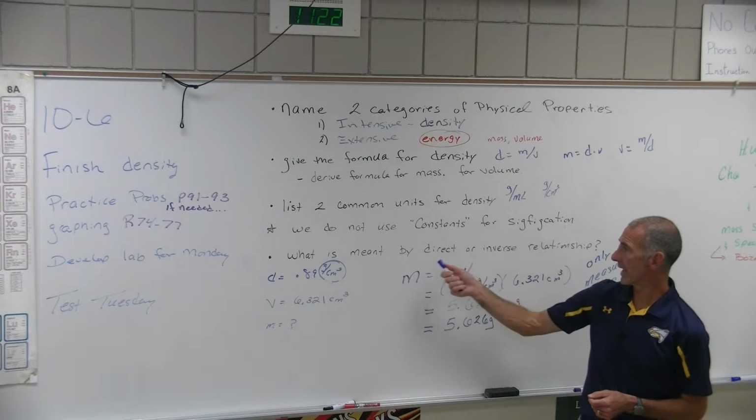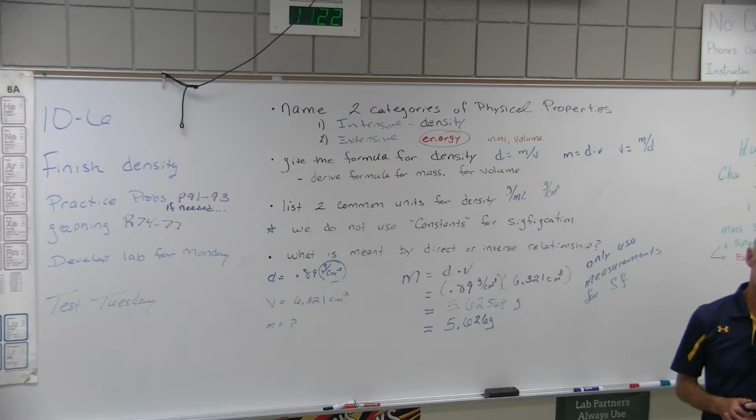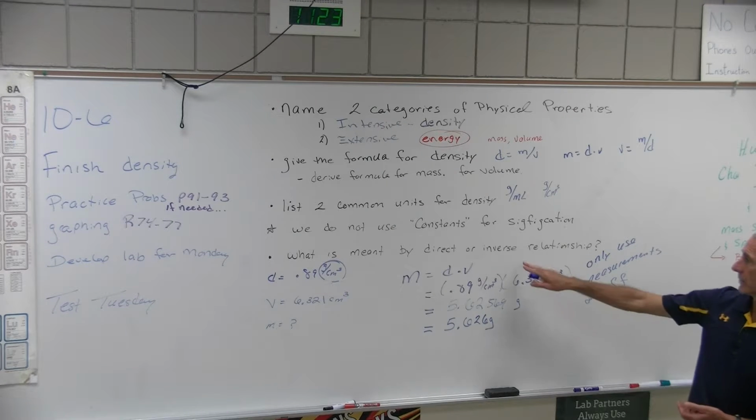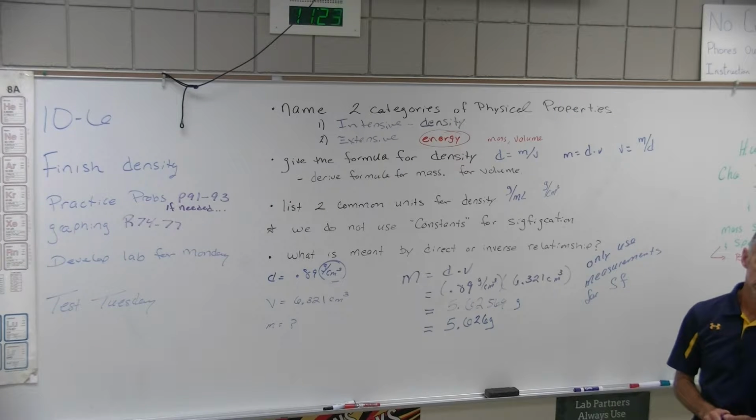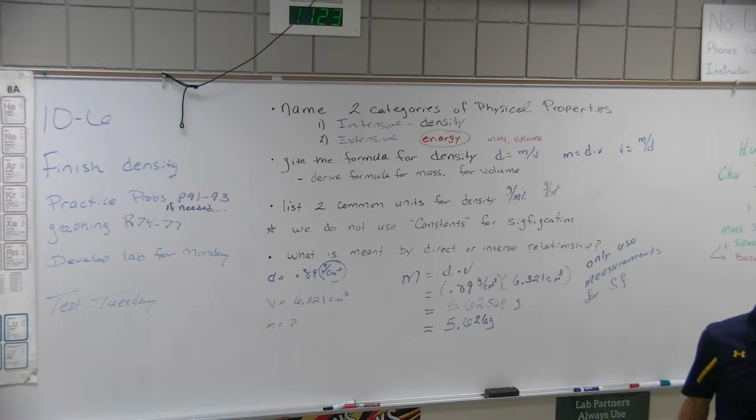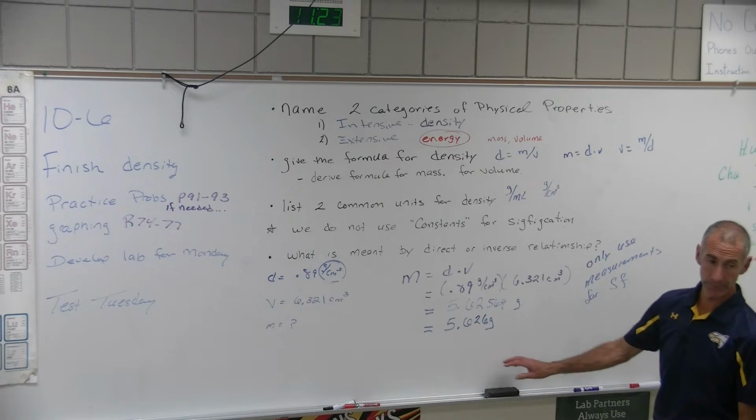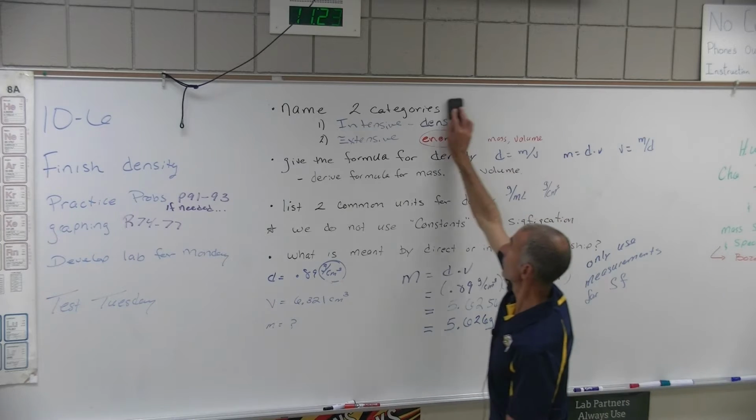And then the last question, what is meant by direct or inverse relationships? This will segue into our graphing today. What is meant by direct or inverse relationships? You thinking, Elena? Anything come to mind? Like if they're both going up, or if one goes up, one goes down. Okay, which is which, you remember? Direct, both, inverse, or like opposite. Okay, good, I'll take that.